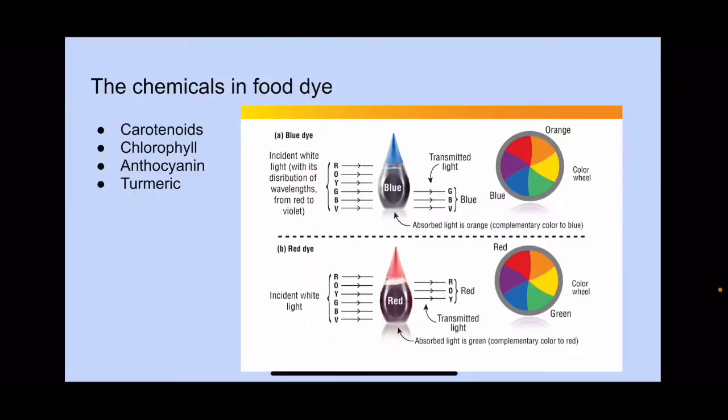The chemicals in food dye. The chemicals found in food dye are carotenoids, chlorophyll, anthocyanin, and turmeric. This diagram shows blue and red dye. It shows how they're transmitted with light and affect the color wheel. This red dye has an orange absorbed light, which is a complementary color to the blue. The red gives green absorbed light, and that's a complementary color to red.